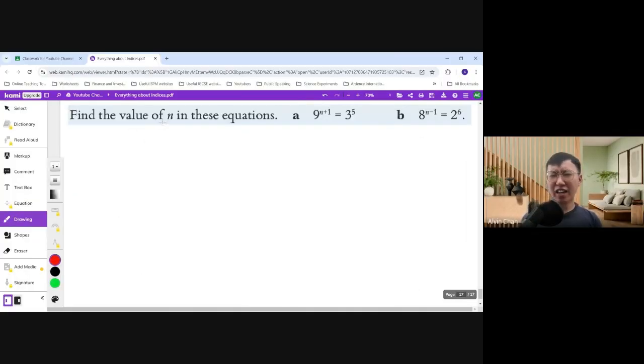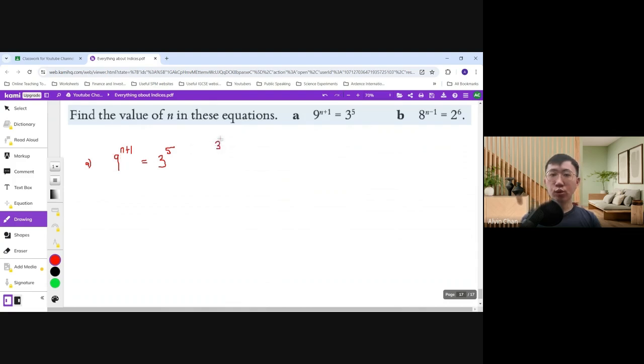Find the value of n in these equations. Okay, let's see what they have for us. 9 to the power of n plus 1 is going to be equivalent to 3 to the power 5. What does teacher say? This one is base 3, this is base 9. This one seems to be larger, right? I think this fella can be base 3 rather than base 9.